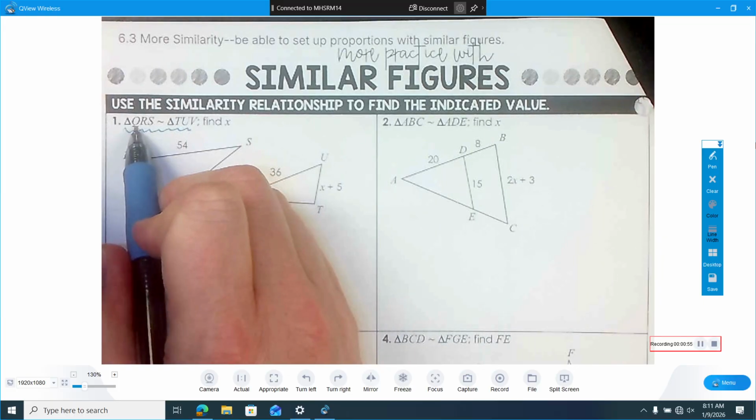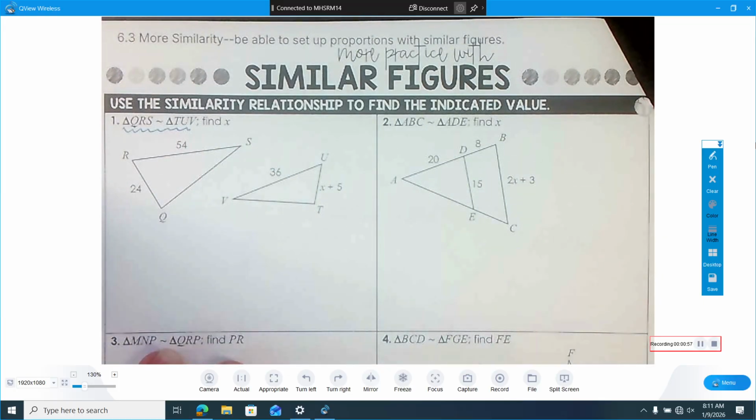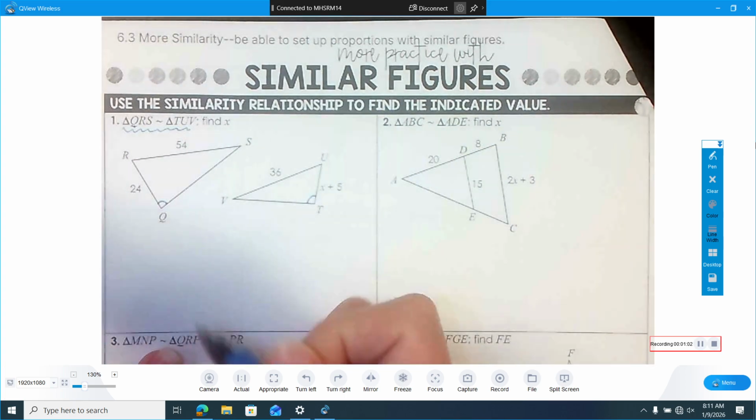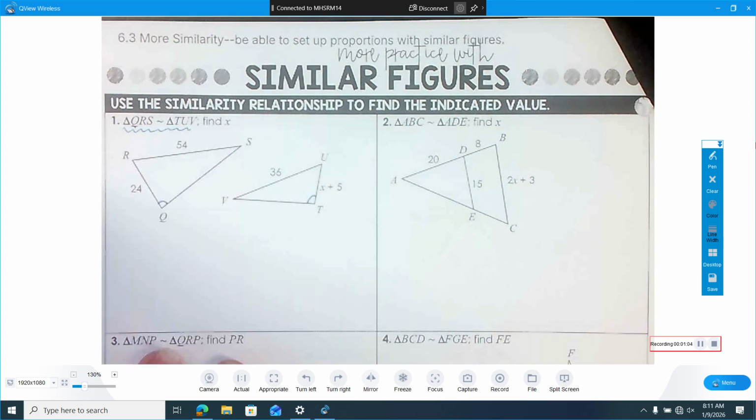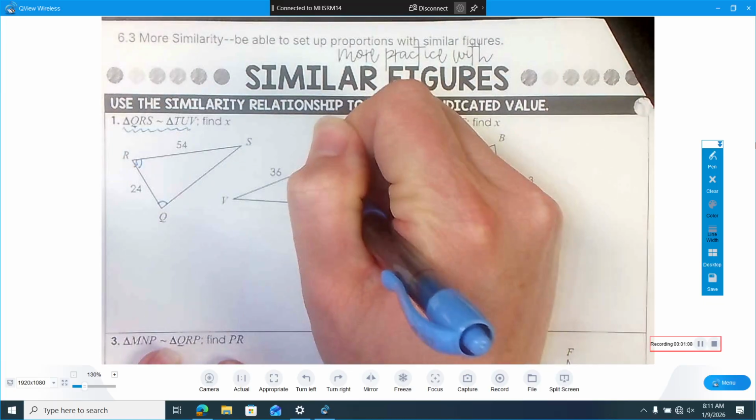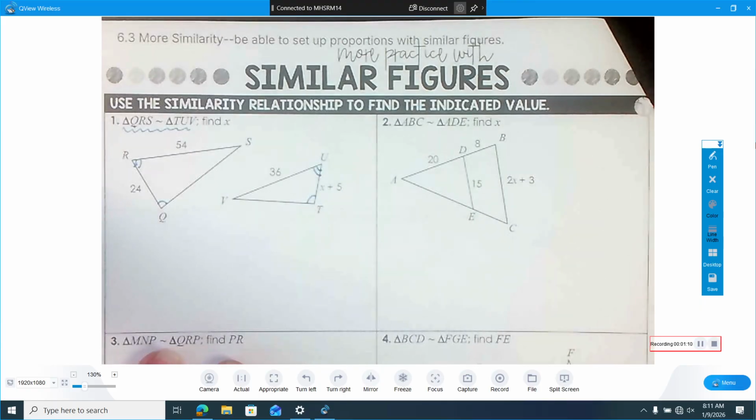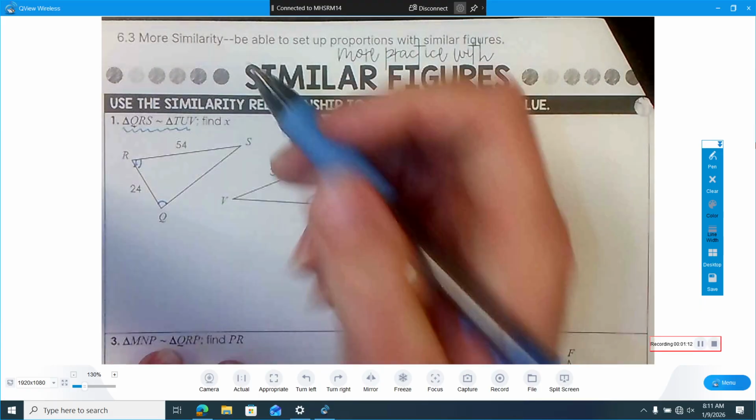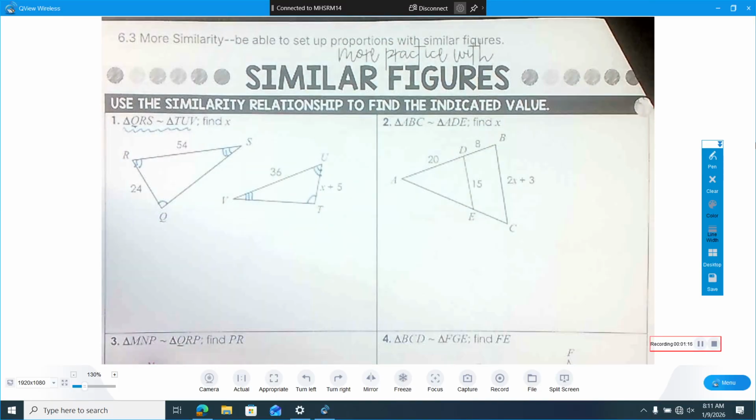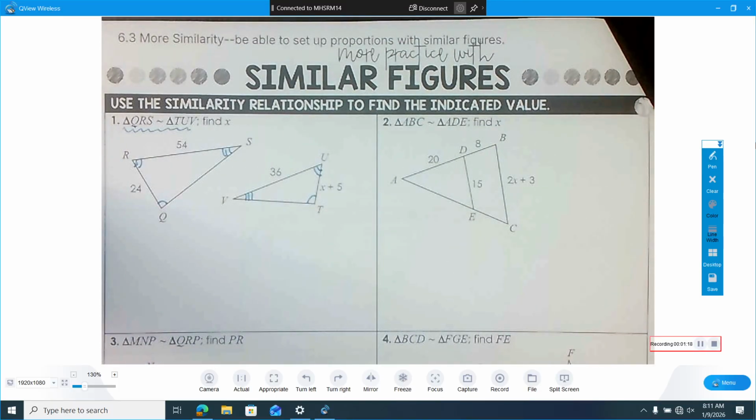So angle Q is going to be congruent to angle what? T. All right. And then angle R is going to be congruent to angle U. Very good. So mark your picture. Angle R is congruent to angle U. And last, angle S is congruent to angle V. Really important that we understand the orientation, because these are not oriented the same. They're sort of spun around.